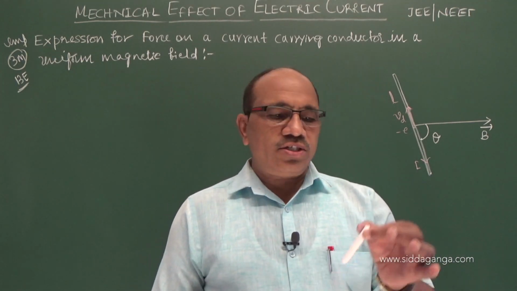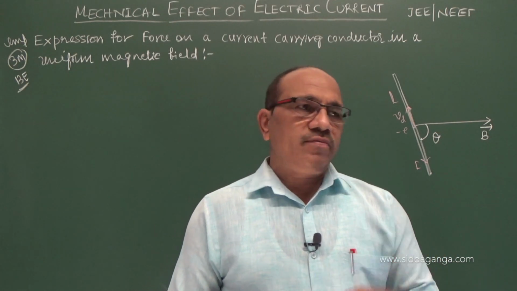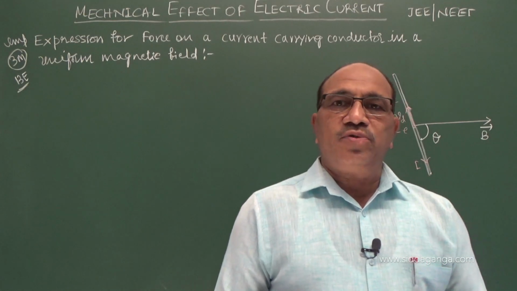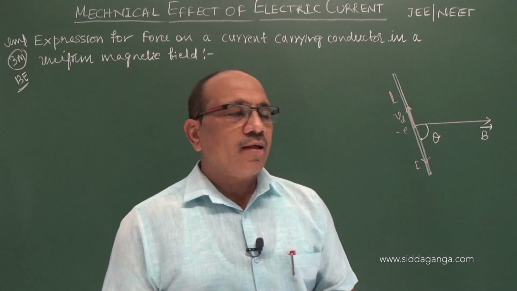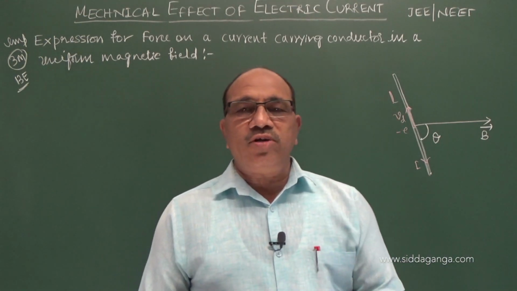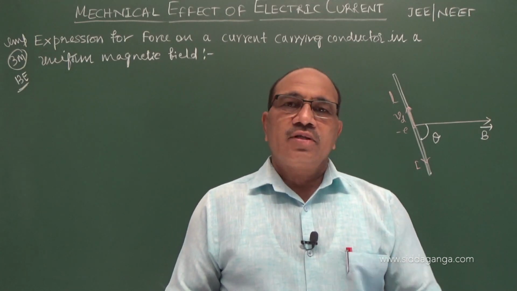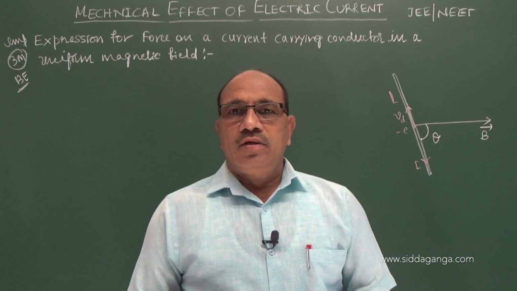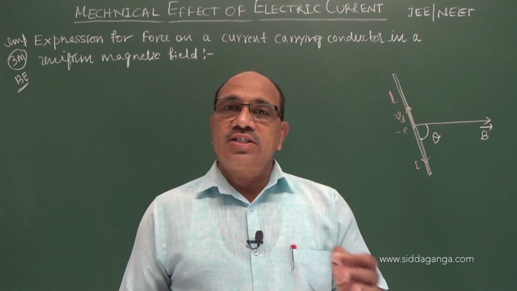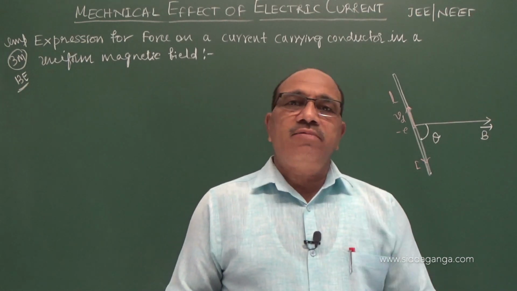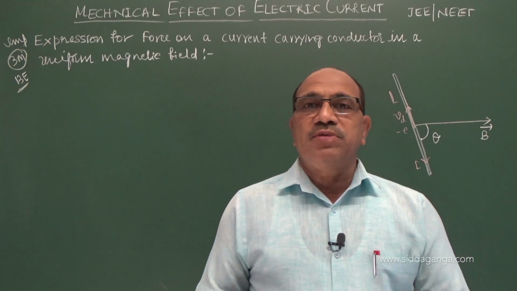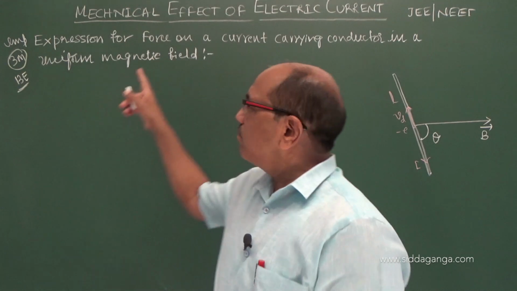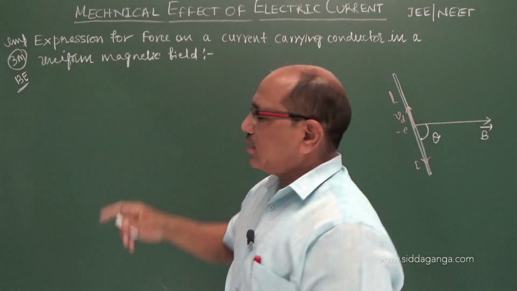If you place just a conductor in the magnetic field, it is not experiencing any force, it remains at the position where you placed it. But if the same wire carries current, suddenly it experiences a force and moves. When current exists in a wire and it is in a magnetic field, it experiences a force. This effect is called the mechanical effect of electric current.